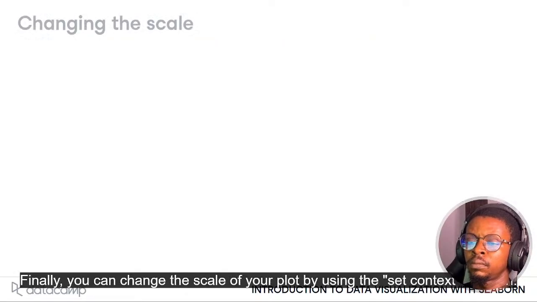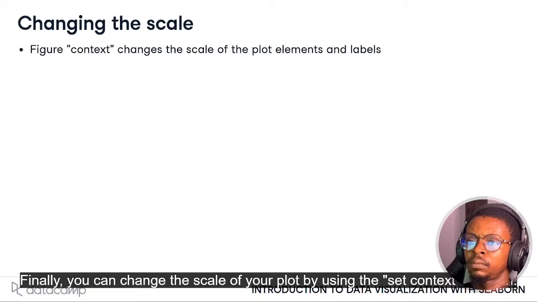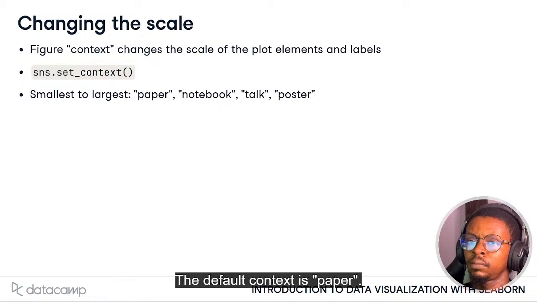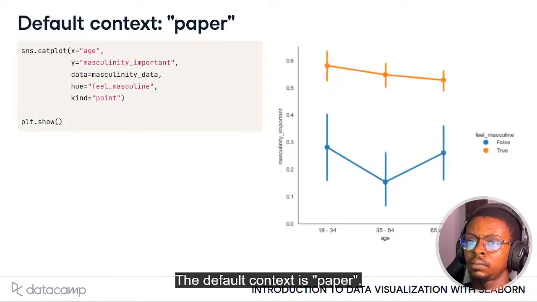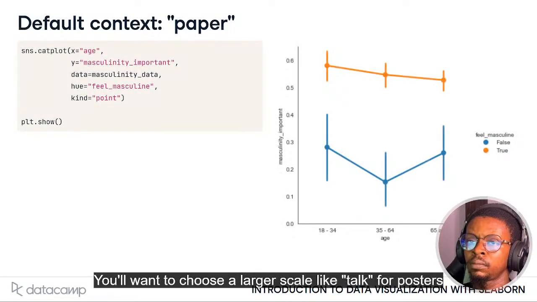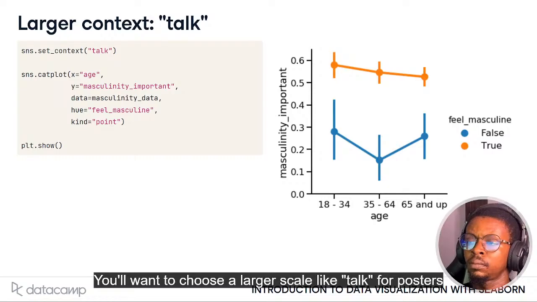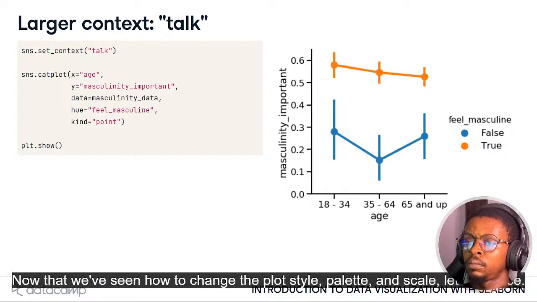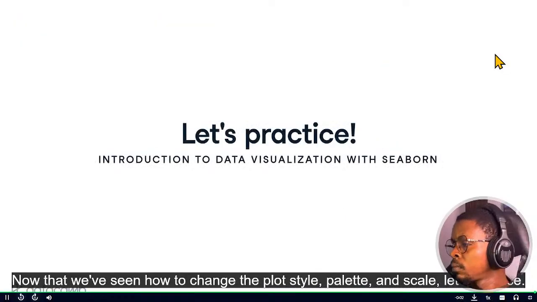Finally, you can change the scale of your plot by using the Set Context function. The scale options from smallest to largest are paper, notebook, talk, and poster. The default context is paper. You'll want to choose a larger scale like talk for posters or presentations where the audience is farther away from the plot. Now that we've seen how to change the plot style, palette, and scale, let's practice.